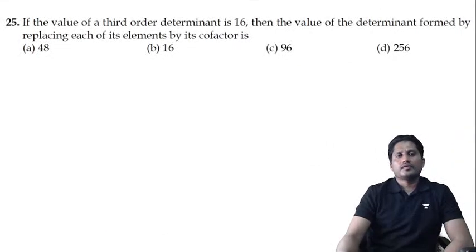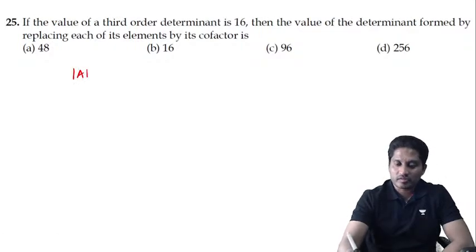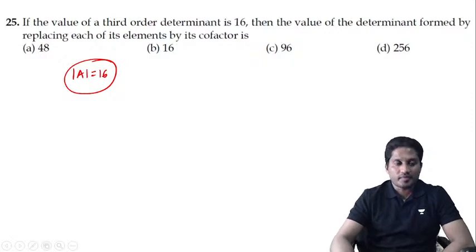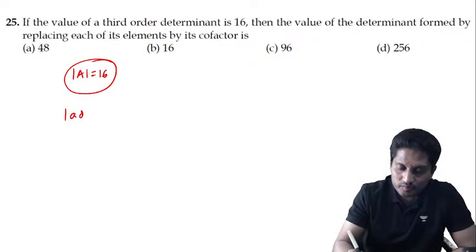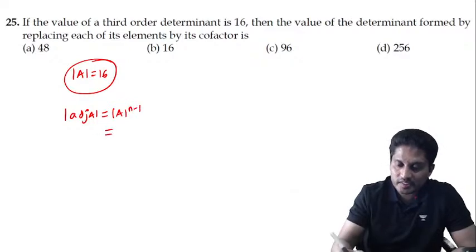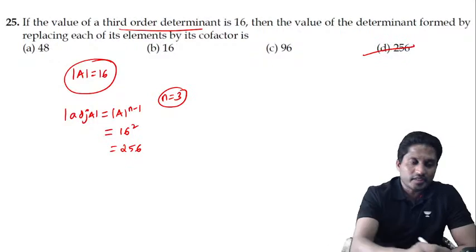Right? We'll do one more question. Question number 25. The value of a third order determinant is 16. So determinant A is equal to 16. Then the value of a determinant formed by replacing each of its elements by cofactors, that is the adjoint. Transpose of a matrix formed by the cofactors is called adjoint. Determinant of adjoint A is determinant A power n minus 1. It's mentioned here, it's a third order determinant, n is equal to 3. So 16 square is 256. Answer is option D.